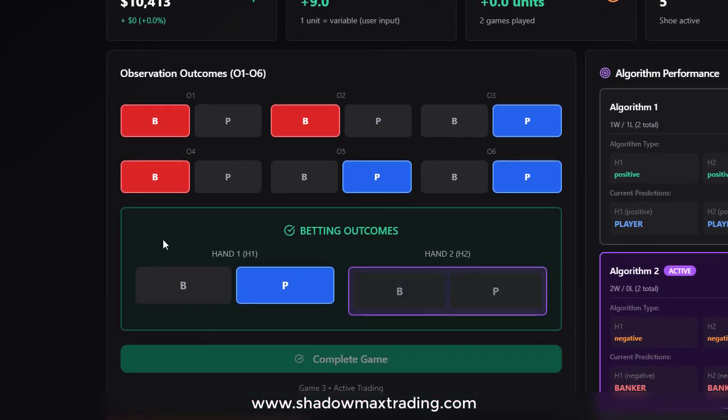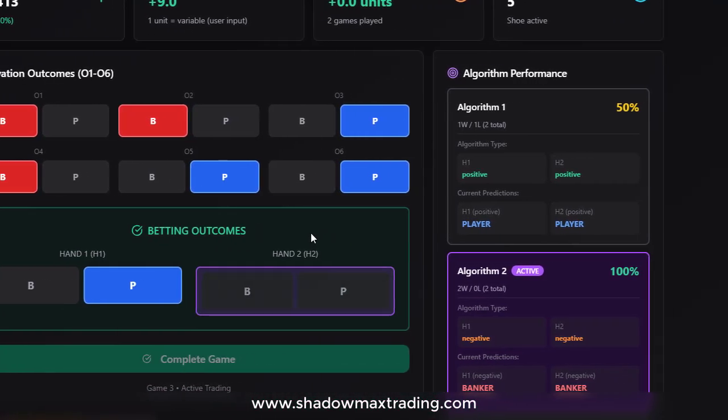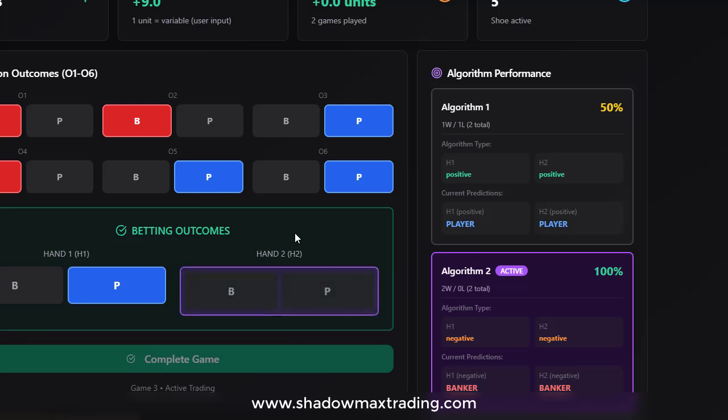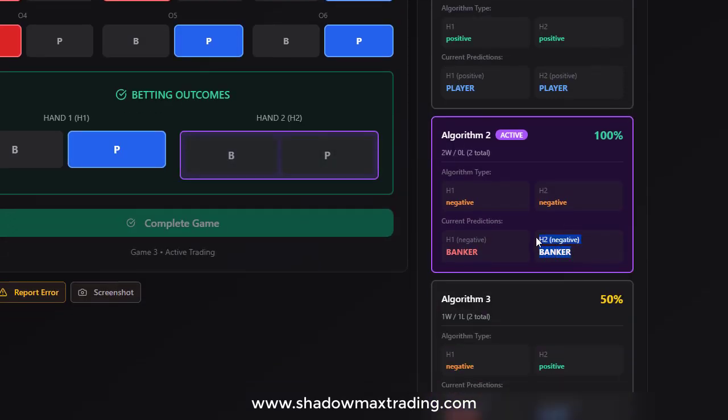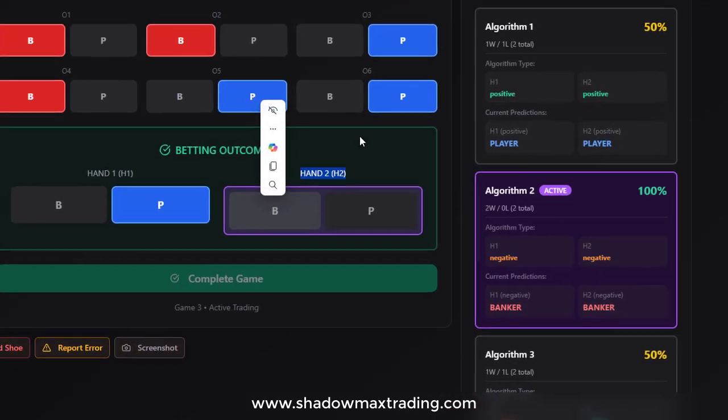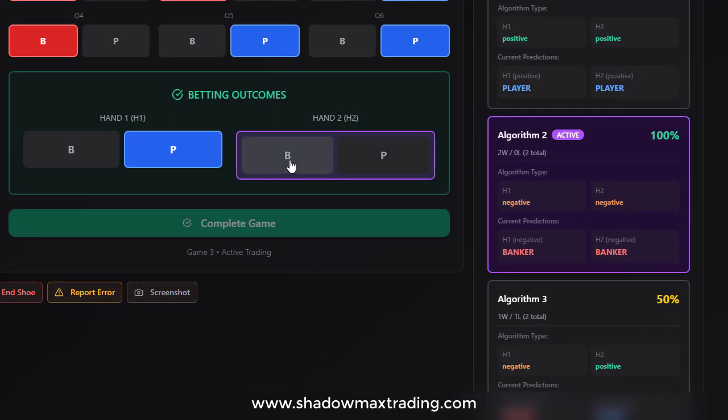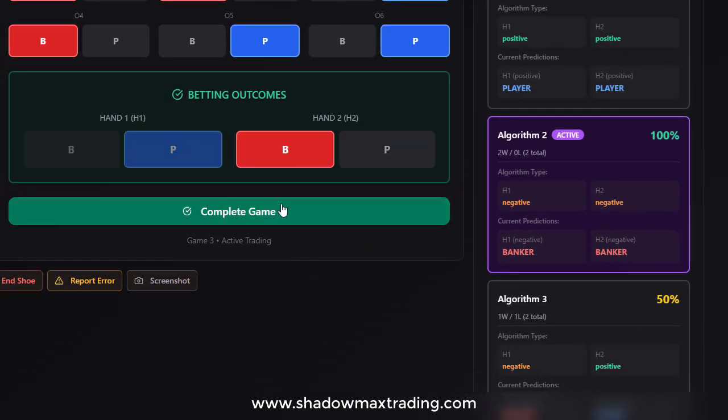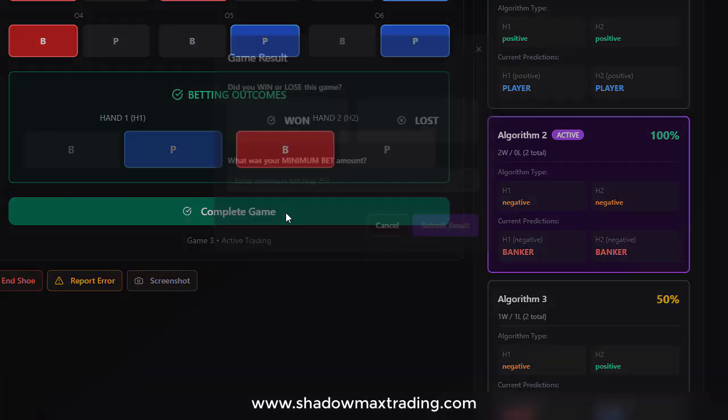If you lose hand 1, you're going to do a double bet on hand 2. And here is where it says what you should play for hand 2. You see right here where it says banker. So you'll put your chip on banker. If banker comes out, once that happens, you're going to hit complete game.